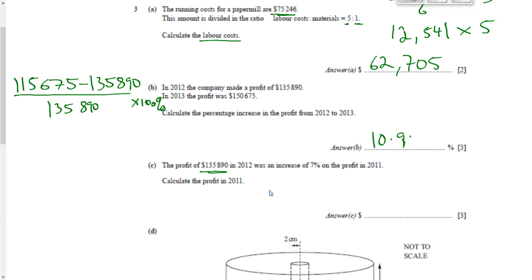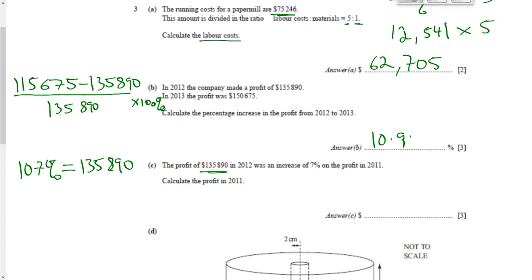Now, the profit of 135,890 in 2012 was an increase of 7% of the profit in 2011. Calculate the profit in 2011. So if it was a 7% increase from 2011, 2011 was 100%, and 2012 is 107%. So 107% is equal to 135,890.